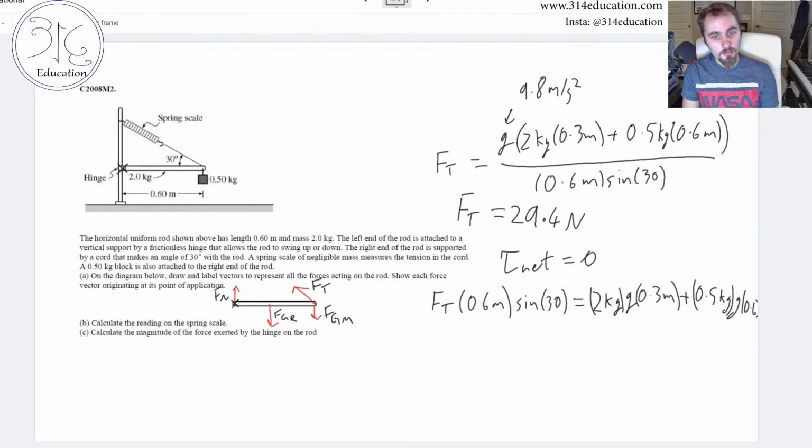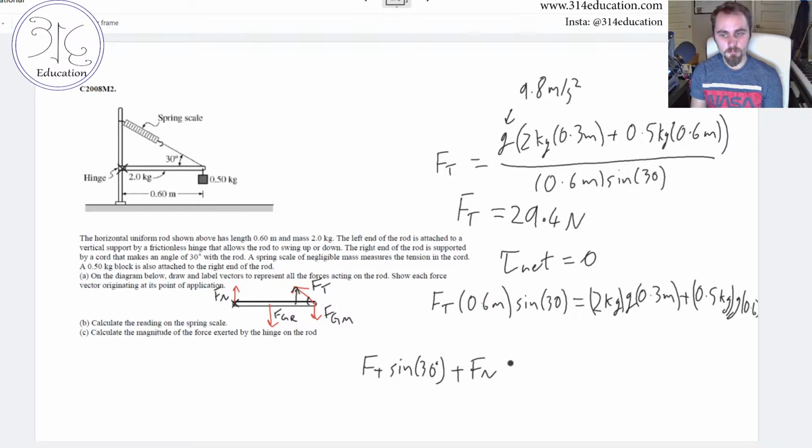And so now we want to calculate the magnitude of the force exerted by the hinge on the rod. And so this is then going to be a balancing a Newton's second law, not in the rotational sense. So we have the upwards component of our Ft plus our Fn. So we'd have the upwards component is going to be proportional to the sine of our angle times Ft. So Ft times the sine of 30 degrees plus our Fn, which is what we want to solve for. We can maybe call this FH if you want, for force of hinge.